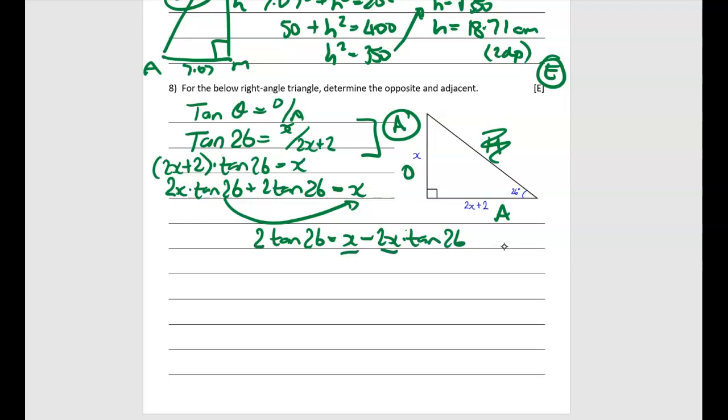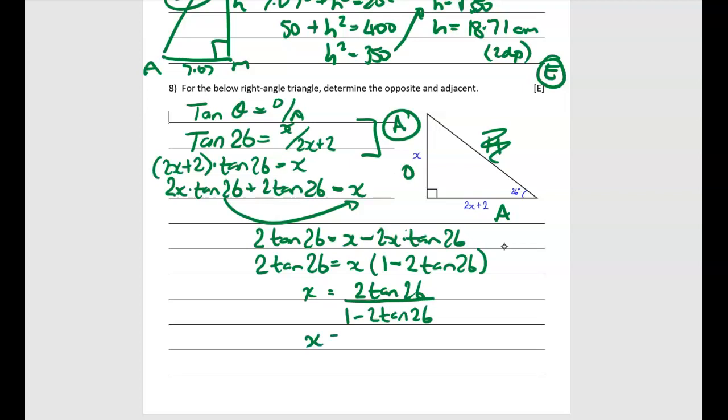These have an x in common, so I'm going to factorize, and that's what's going to group the x together in this question. 2 tan 26 is equal to x times 1 minus 2 tan 26. I'm then going to move that over as division. 2 tan 26 divided by 1 minus 2 tan 26. And when I do all of this, that is telling me x is equal to 39.76 units. And that there was rounded to 2 dp.